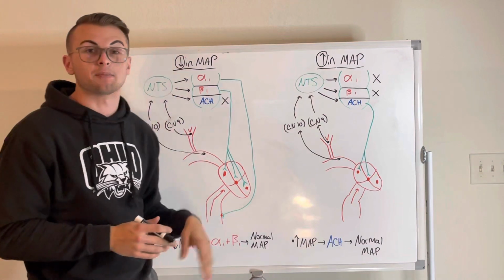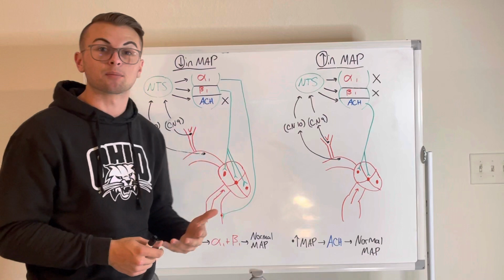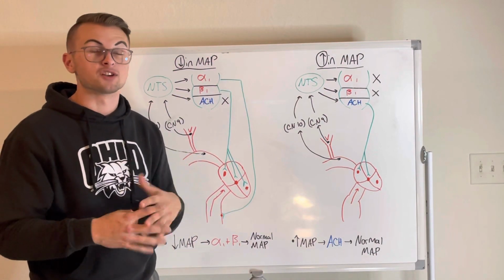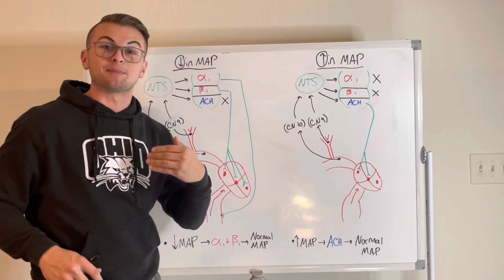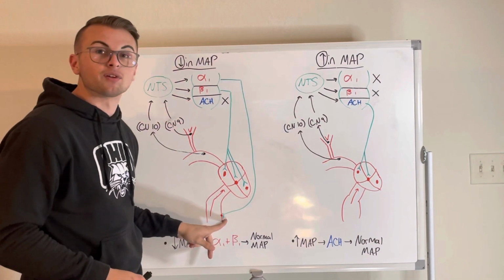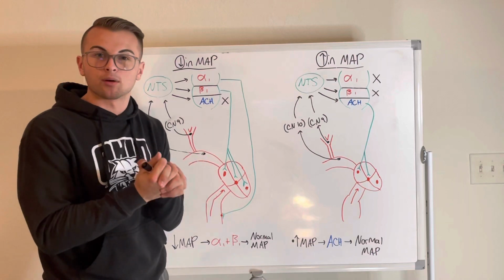The NTS is going to pass along this information to the blood pressure centers who want to raise the MAP. They're going to get together and say, listen, we got to bring this pressure back up or else this is game over. So the vasoconstrictor center is going to be activated, and it's going to use sympathetic nerves to release norepinephrine onto our alpha-1 receptors. So this is what really clamps down our vessels.